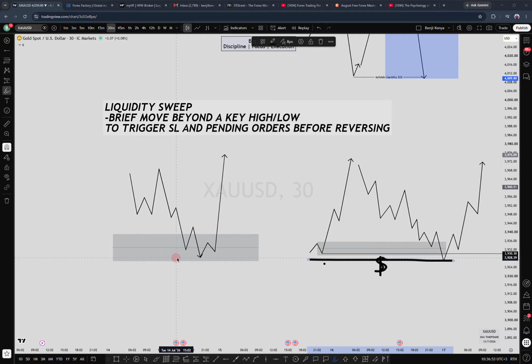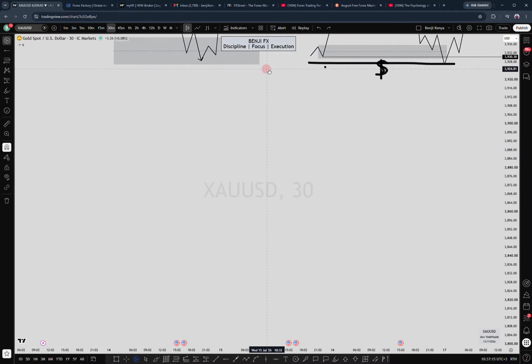I hope you guys have taken note. It's just a brief move. Okay, that's quite important to note. So that's what we usually call a liquidity sweep, just a brief move. Then we need to discuss also more on liquidity grab and also false breakouts, okay, which is very, very important. Then we're going to end our session there.